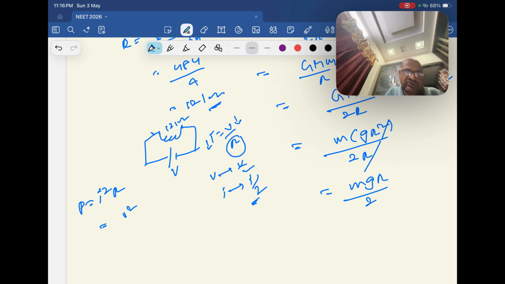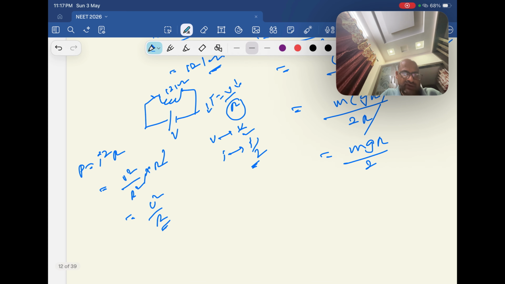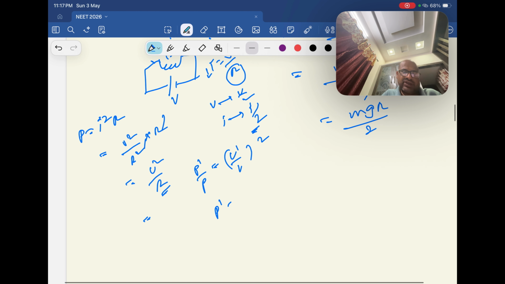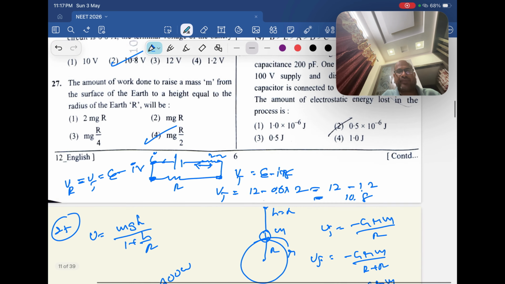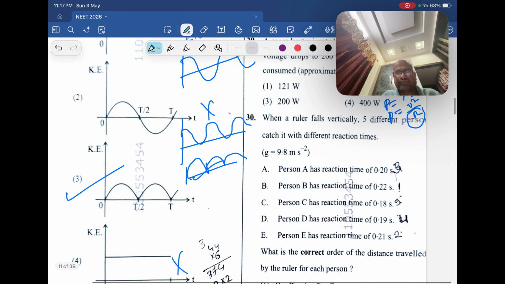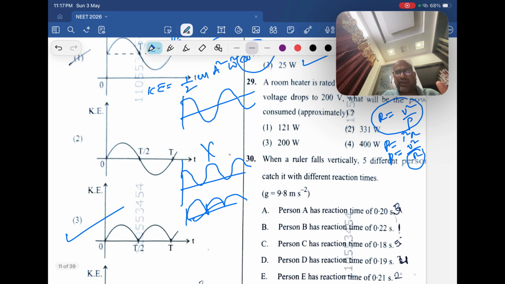I square R is equal to V square by R square into R, this becomes V square by R. So power depends directly on the voltage only, so P dash by P is equal to V dash by V whole square, R is constant. So P dash is equal to P into V by 2 by V whole power 2, so P dash is equal to P by 4. You can substitute the values. So approximately 1/4 is what it is giving, and you can take 121.